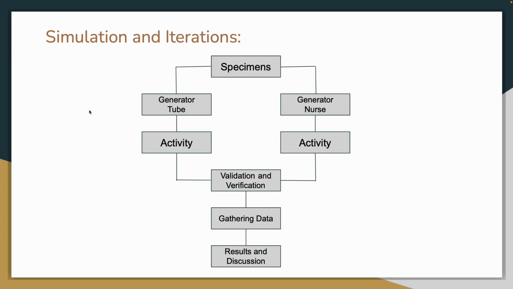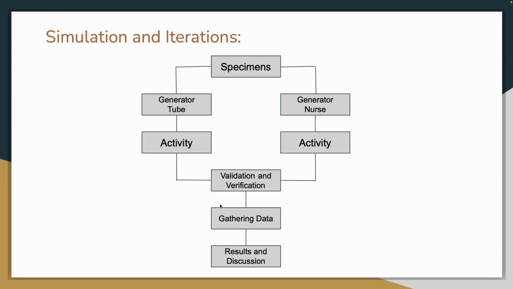Now, the way our simulation and iteration work was that I've created two generator functions, each for each type of specimen that we're getting. If it's a tube delivery system specimen, I have a tube generator function for that. If it's walked down to the lab, I have a generator nurse function for that. And then each generator has its own generator activity function. And the data from that is actually being verified and validated and gathered and put into results and discussion for the questions that we needed to answer.